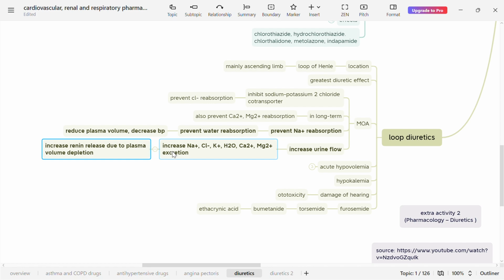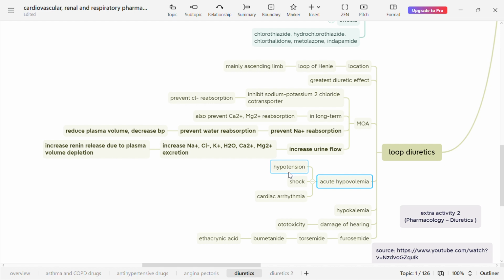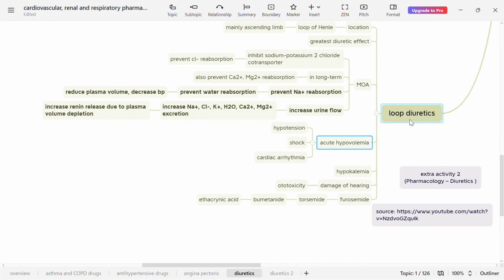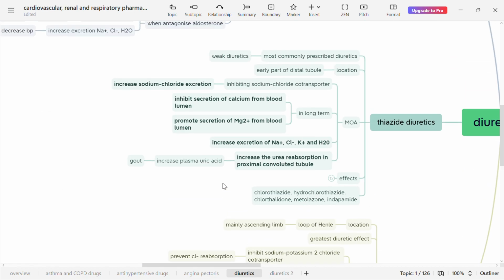So what is the effect of all these actions? It is hypokalemia, because we have excretion of potassium, and also acute hypovolemia, which will cause hypotension, shock, and cardiac arrhythmias. And loop diuretics are different from others in that they can cause damage to hearing, which is also called ototoxicity. Some examples of loop diuretics include furosemide, torsemide, bumetanide, and also ethacrynic acid.